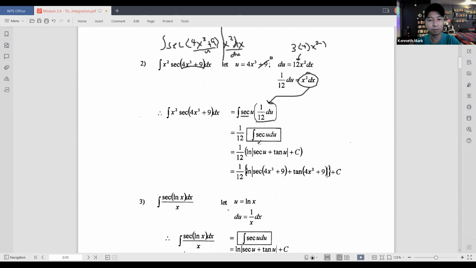So the integral of secant u du. So again, lipat natin to sa labas. Ito yung constant. So you have 1/12 integral of secant u du. So your integral of secant u du is just equal to ln of the magnitude of secant u plus tan u plus c. Then kunin na natin yung value ng u dito, which is 4x cubed plus 9. So ito na yung u mo. And this will be your final answer.